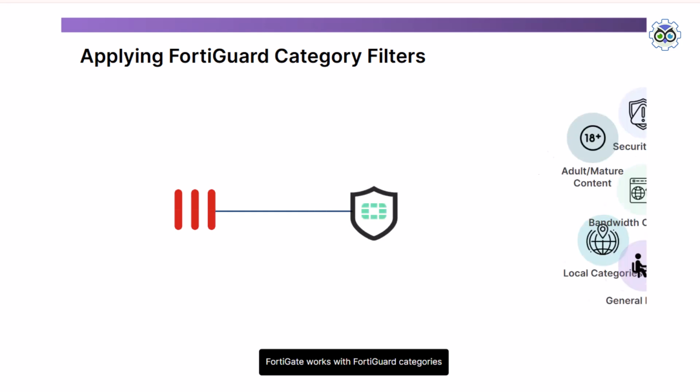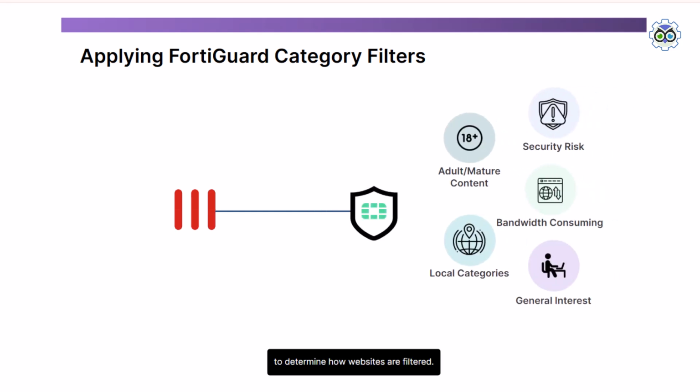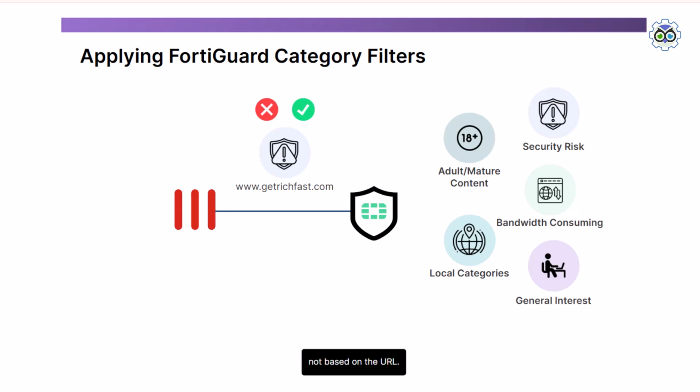FortiGate works with FortiGuard categories to determine how websites are filtered. Rather than block or allow websites individually, FortiGuard category filtering looks at the category with which the website has been rated. FortiGate blocks or allows website access based on the actions defined for that category, not based on the URL.